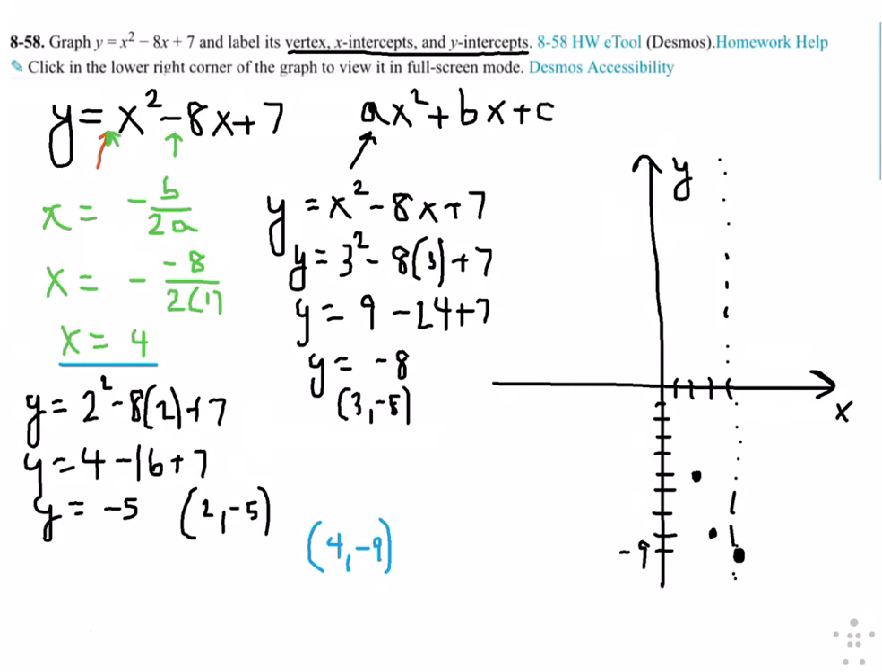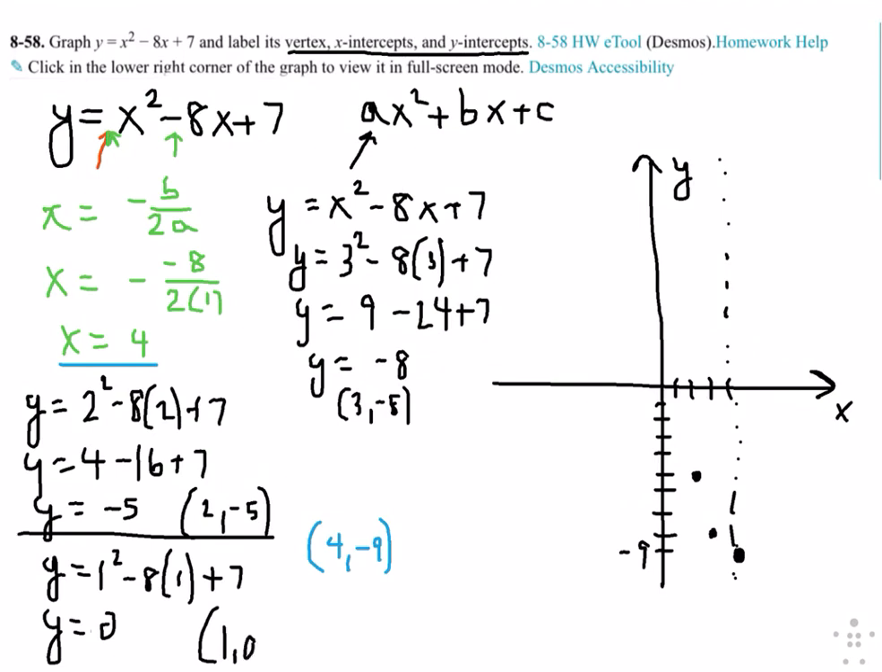And let's try 1. Let's put a 1 in. So y equals 1 squared minus 8 times 1 plus 7. So y equals 1 minus 8 is negative 7, plus 7 is 0. Okay, so we got 1, 0. Let's graph that, 1, 0.